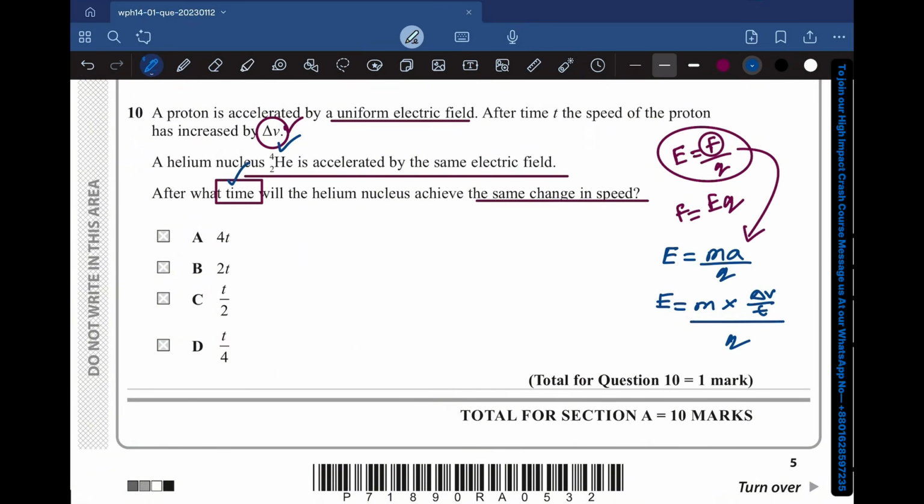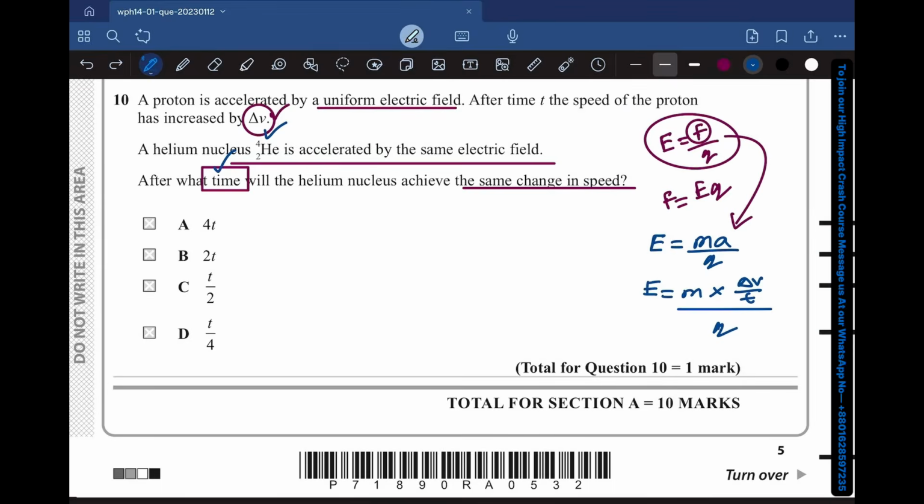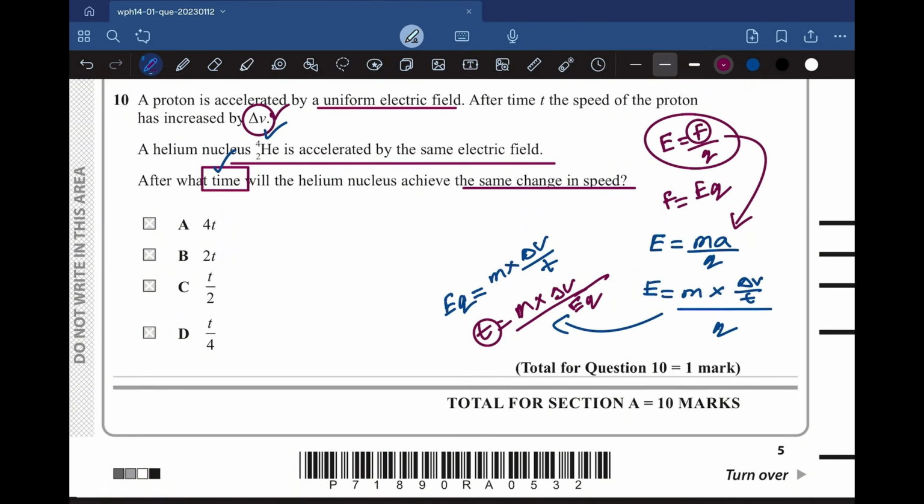And as they have asked us about the time, we can make t the subject. So Eq is equal to m into del v by t, and from here it becomes t is equal to m into del v by Eq. Now this is the general formula for t. Now let's derive the formula of t for the helium nucleus. We know the helium nucleus has a mass 4 times greater than the mass of the proton, and a charge 2 times greater than the charge of the proton.